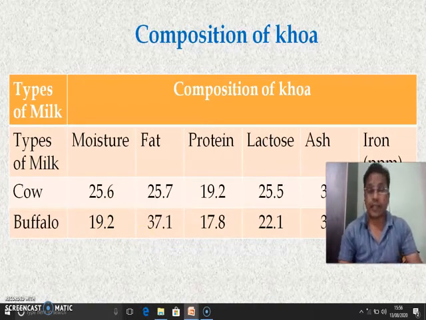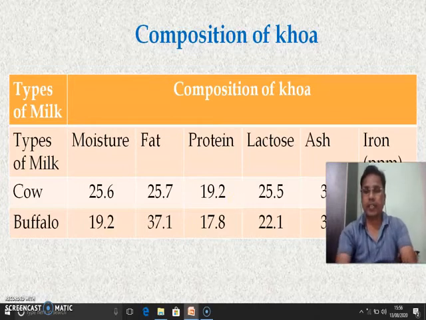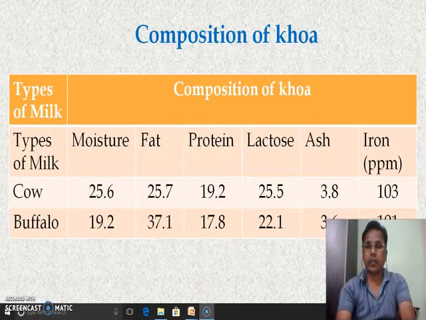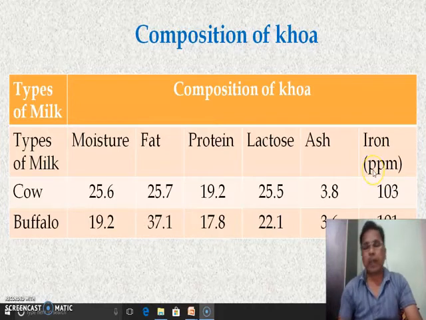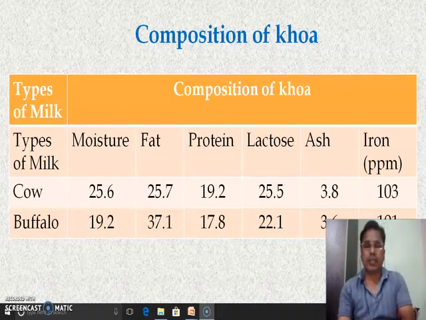In cow milk Khoa, the moisture content is 25.6%, fat is 25.7%, protein content 19.2%, lactose is 25.5%, ash content is 3.8%, and iron content is 103 ppm, that is, parts per million, whereas in buffalo milk Khoa the iron content is 101 ppm, parts per million.